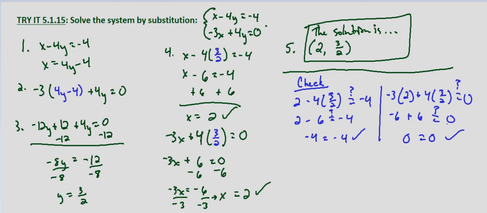0 equals 0, so we verified that the solution to the system of equations x minus 4y equals negative 4 and negative 3x plus 4y equals 0 is the point (2, 3/2). If you graphed both of those equations, you would see that they intersect at (2, 1.5).